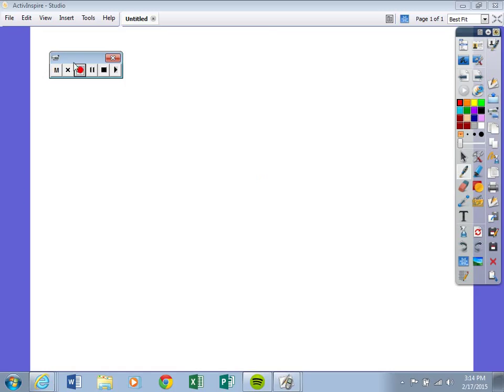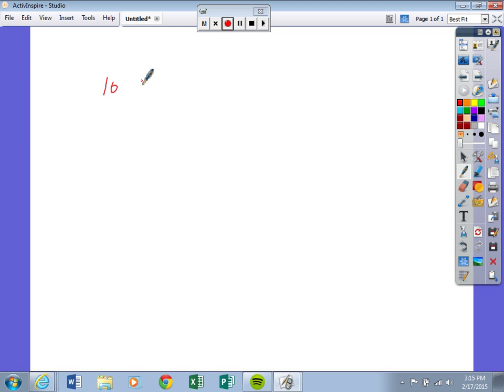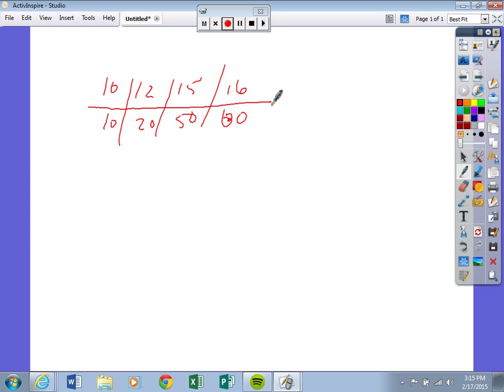Okay, so starting with number 1 on this review, we're looking at this chart. Let me copy it real quick. 10, 12, 15, 16. Alright, cool. So on this, it wants a trapezoidal approximation with 3 subintervals, and it says 3 unequal subintervals.